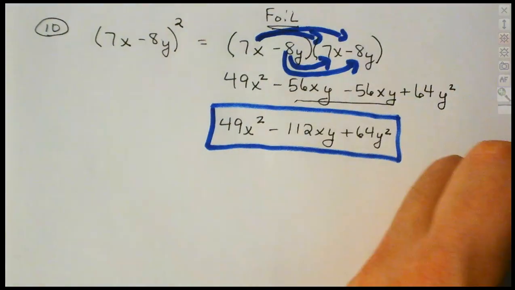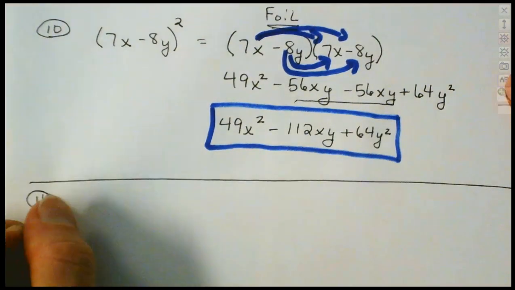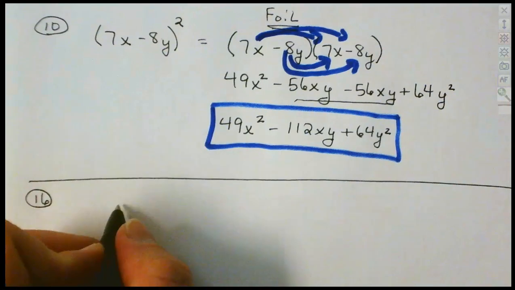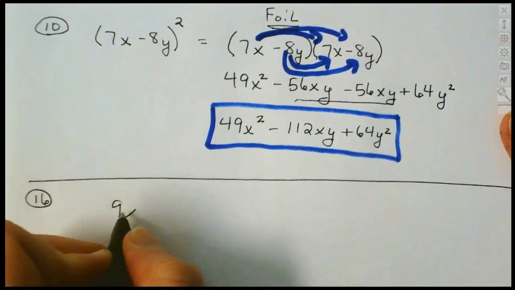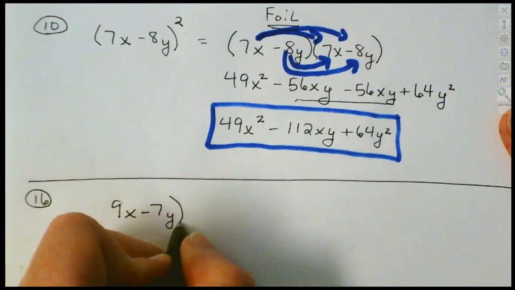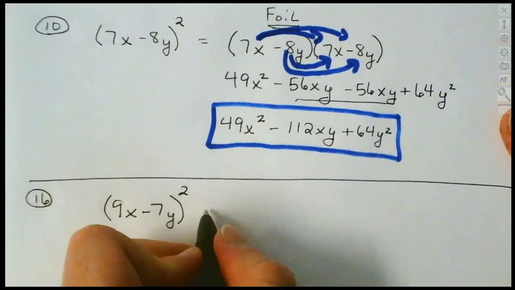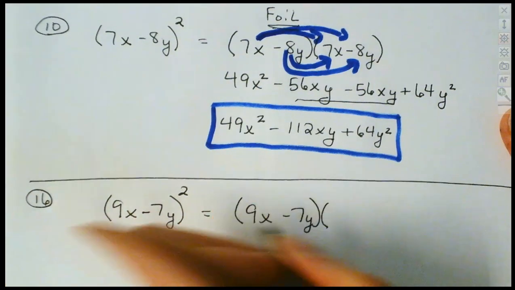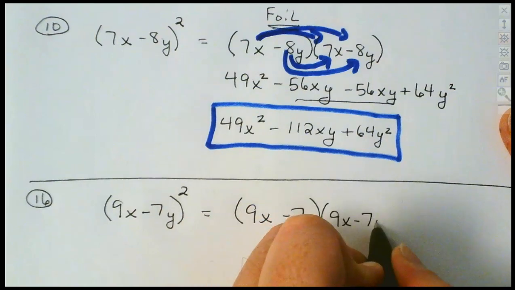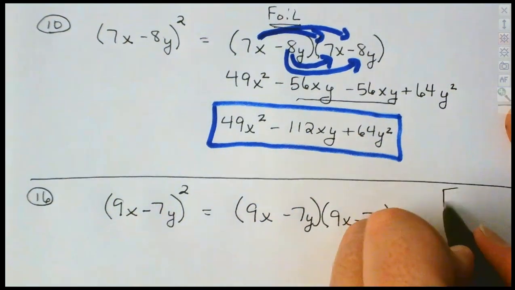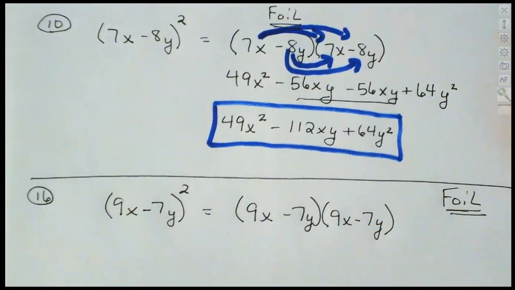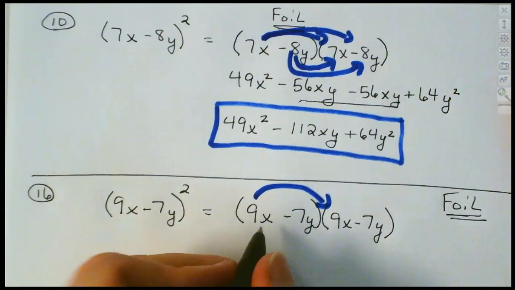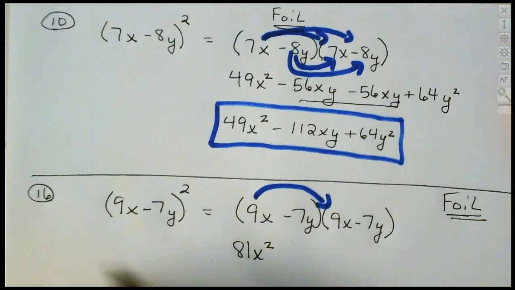Same thing on 16. These are easy questions, and I do not want you to miss them. 16 is 9x minus 7y quantity squared. What do we do? We write it out twice, and then we FOIL. Nine times 9 is 81. So that's going to be an 81x squared.